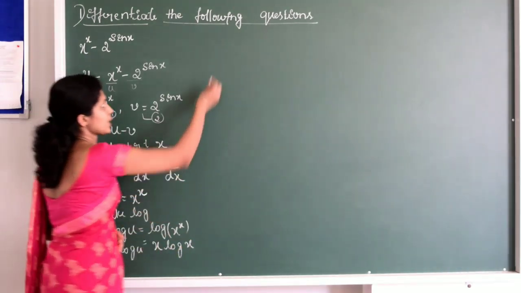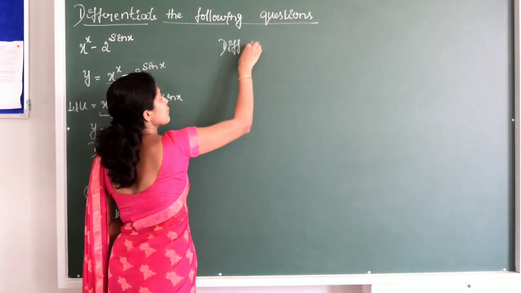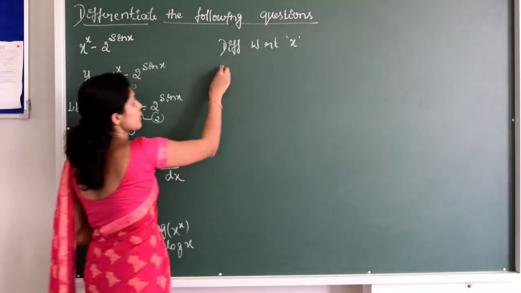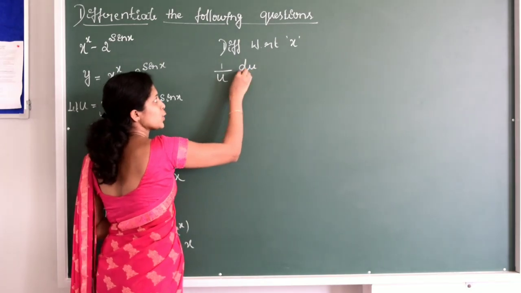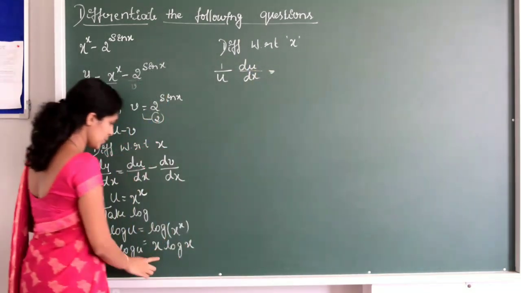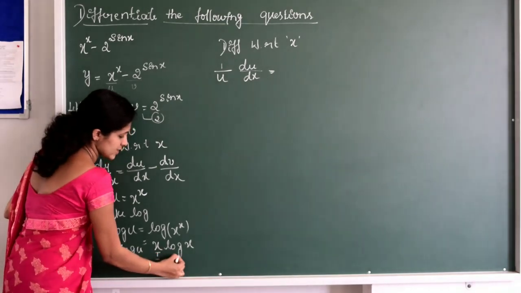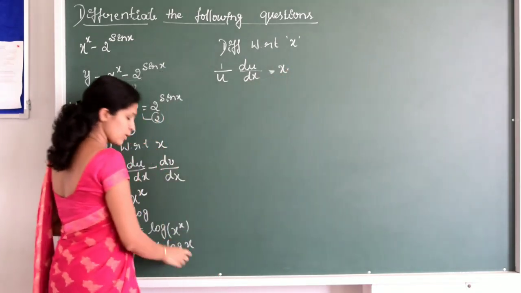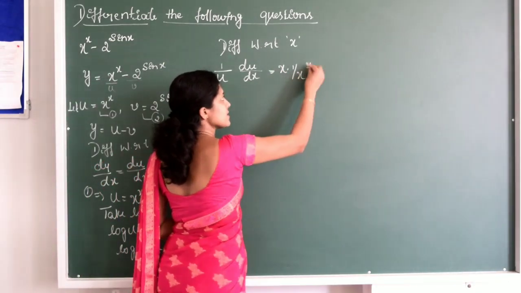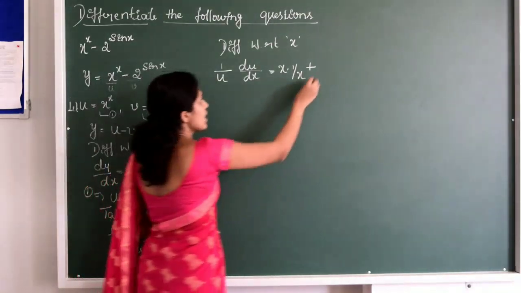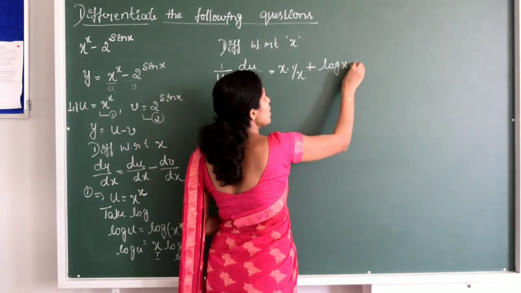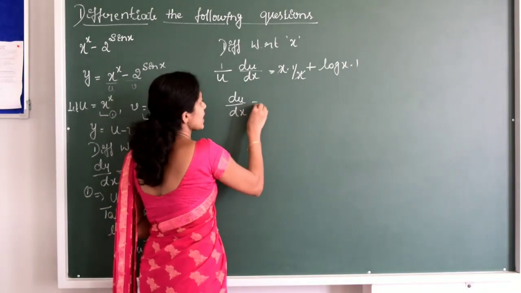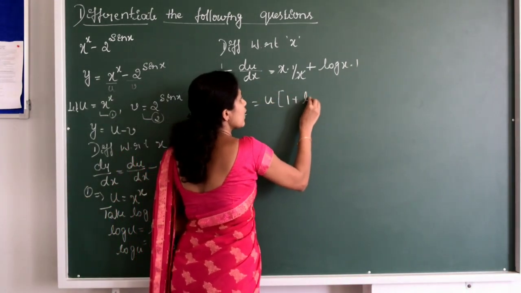Now we will differentiate with respect to x. Differentiating with respect to x, this is compulsory, you have to write it every time. The derivative of log u will be 1 by u into du by dx. So this is equal to x into log x. Here two functions are there. Consider the first and second and apply the product rule. So I write x as it is and the derivative of log x is 1 by x, plus the second function as it is, that is log x, and the derivative of x is 1. So x and x will get cancelled. So we can write du by dx is equal to u into 1 plus log x.